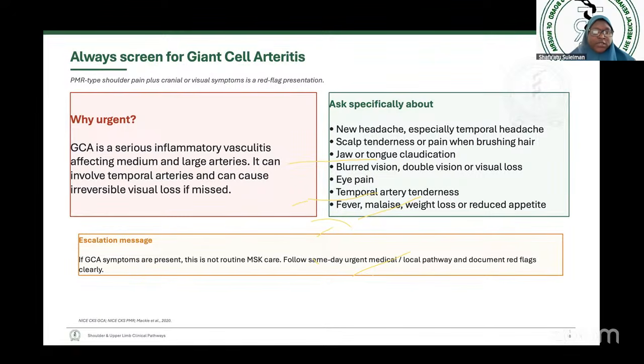If giant cell arthritis symptoms are present, this is not routine MSK care. So we follow the same day urgent medical or local pathway, and also make sure to document the red flags, and clearly safety net the patient: this is what we think, this is what we've seen, and we're suspecting GCA. So definitely it's not for physios alone.